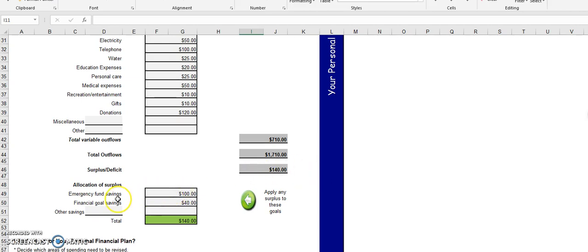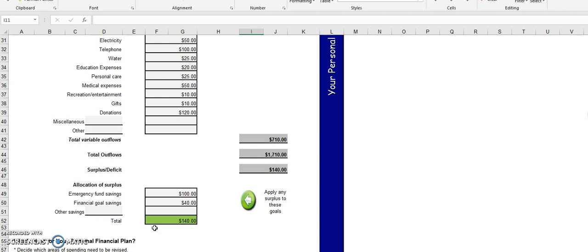Well, I'm going to put $100 of it into an emergency savings fund. We'll talk more about emergency funds later on. And I'm also going to put $40 towards some financial goal that I have. Maybe I'd like to buy some stocks and bonds somewhere down the road. So I'm going to allocate $40 of that surplus to that financial goal. And so my total allocation of surplus is $140. So I've actually accounted for all the excess of income over expenses.